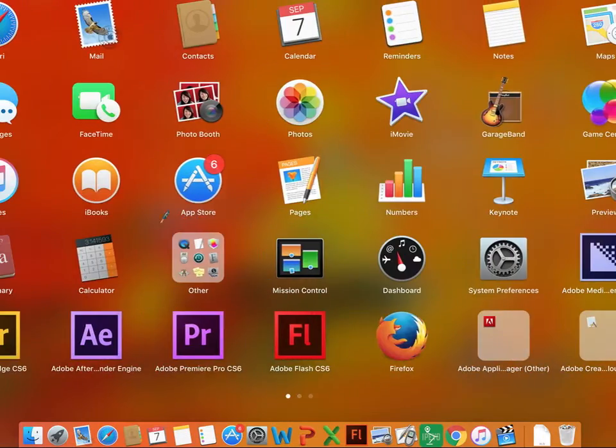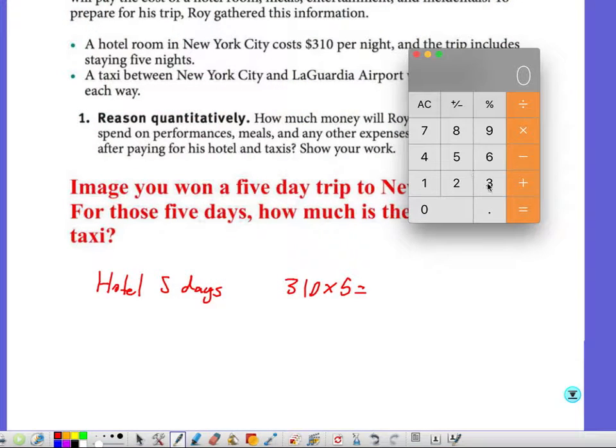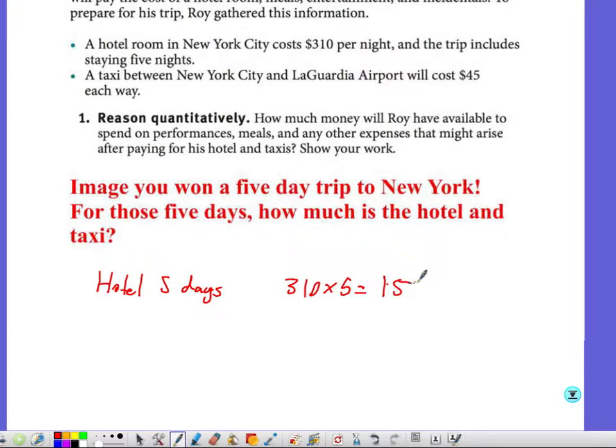Let's figure out what that is going to be. 310 times 5 is 1550. Now you want to be able to go from the airport to the hotel, which is $45, but whenever your trip ends, you want to go from the hotel to the airport. So you have to multiply 45 times 2 for a round trip, and that is going to give you 90.